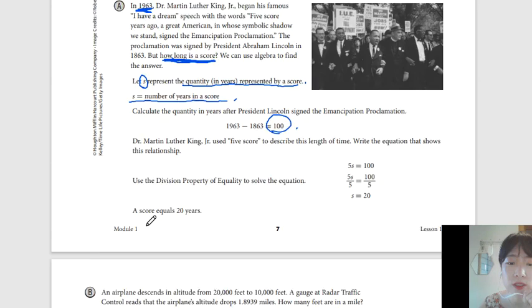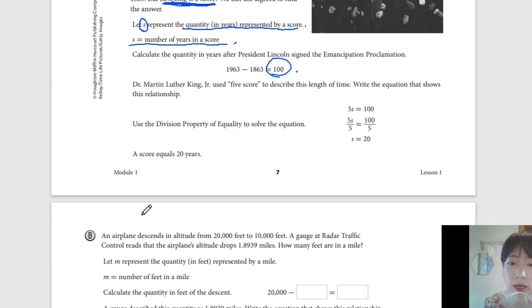Right? So Dr. Martin Luther King Jr. used 5 score to describe this length of time. So for him, 5s is equal to 100 years. So we're going to write that as an equation. 5s equals 100. And we're going to solve that equation. Solve for s. What's the opposite of 5 times? Divided by 5. So 5 divided by 5 is just s. 100 divided by 5, we need to do the same thing on the other side of the equation. 100 divided by 5 is 20. So s is 20. A score equals 20 years.